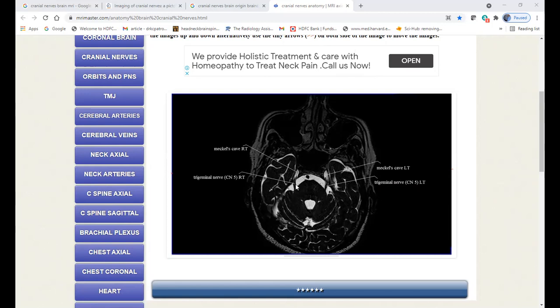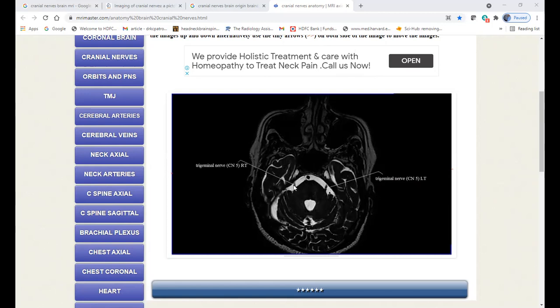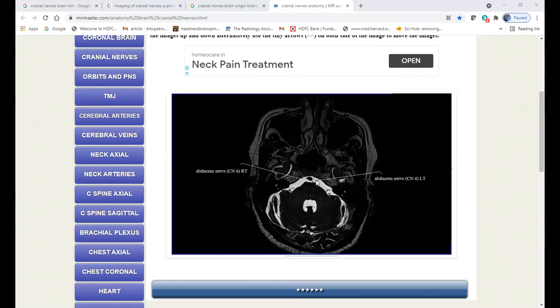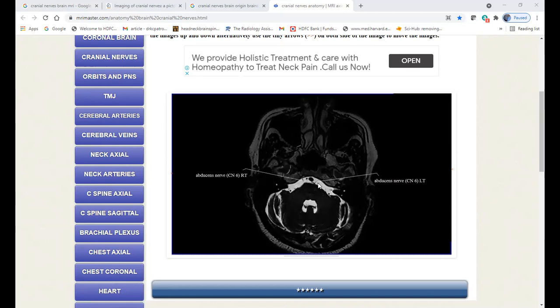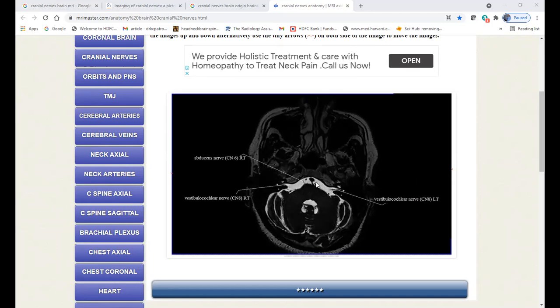This is the fifth nerve again. Abducent nerve. You can see in the prepontine system, it originated from the pons. This is the abducent nerve, prepontine system. You can see it pass lateral to the basilar artery. This is the prepontine system, sixth nerve.